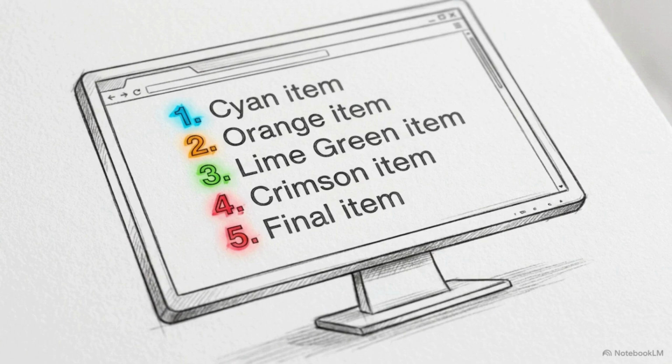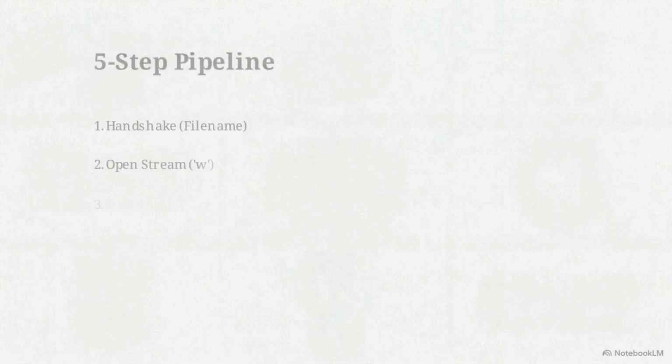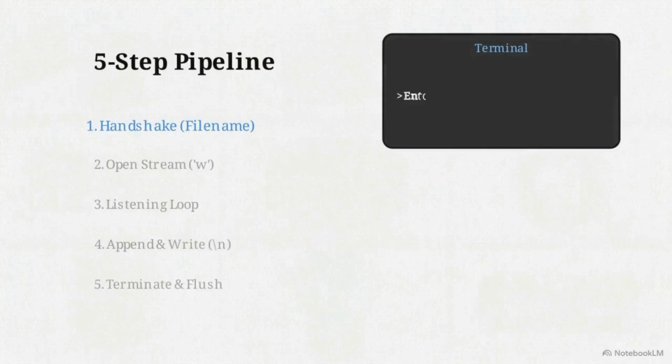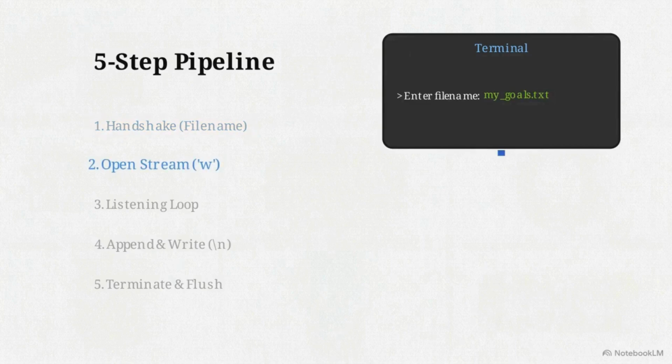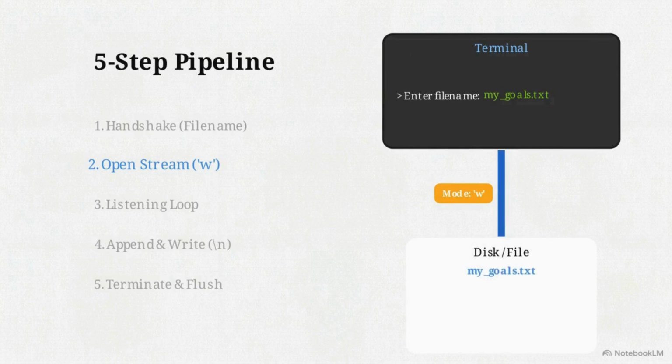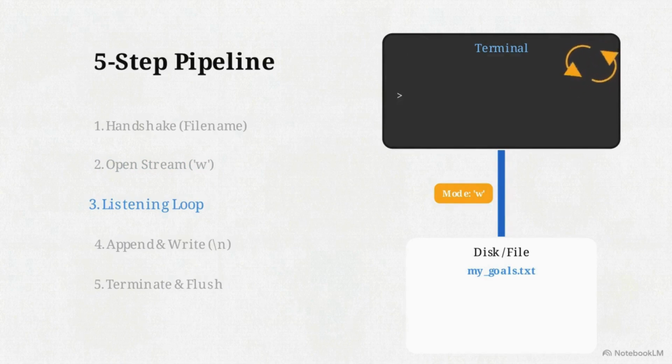To manage the complexity of opening these streams and handling potentially infinite user input, we need a clean, step-by-step algorithm. This split screen breaks down our 5-step pipeline. Step 1, we prompt the user via the terminal to type a custom string. The program captures this input to use as the file name. Next, we open the data pipeline in write mode, designated by a W. This specific mode commands the system to either generate a brand new file with the user's chosen name or overwrite an existing one. Step 3 establishes a continuous listening loop.